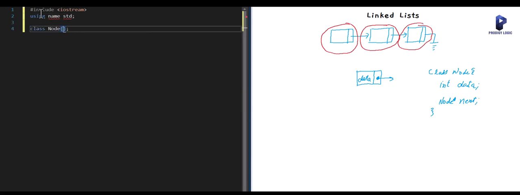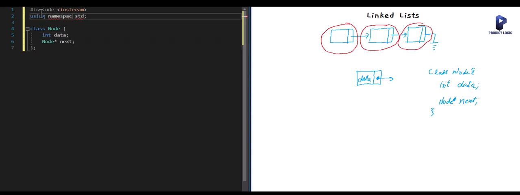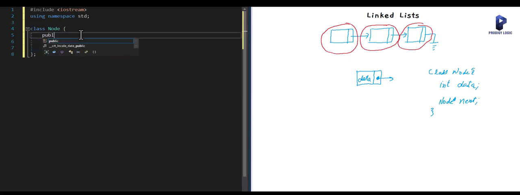Class node, with int data and node pointer next. By default, if we don't define any access specifier here, then both of these variables will be private. So for simplicity, I'm going to make both of them public so we can access them in the main function.